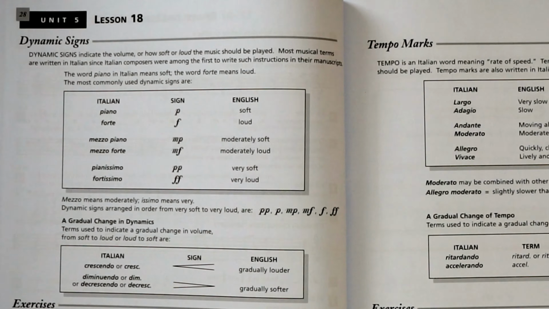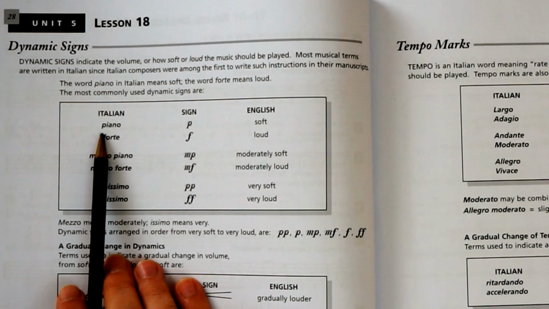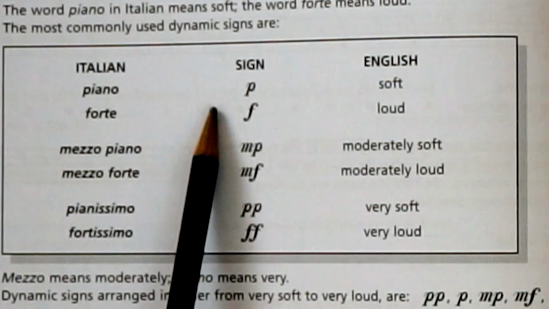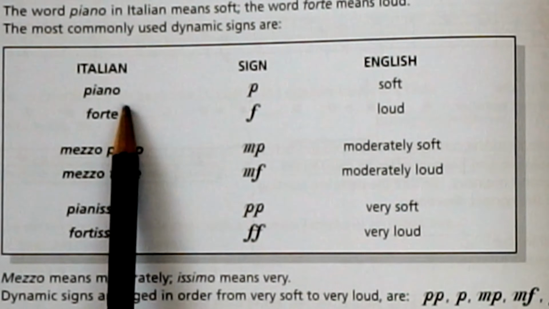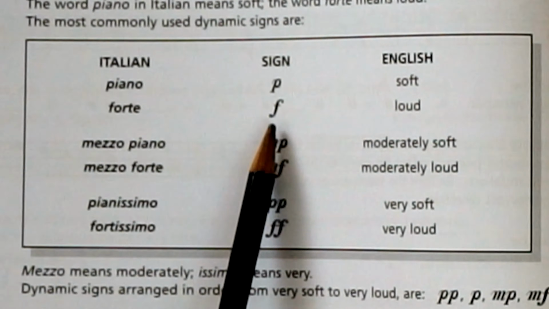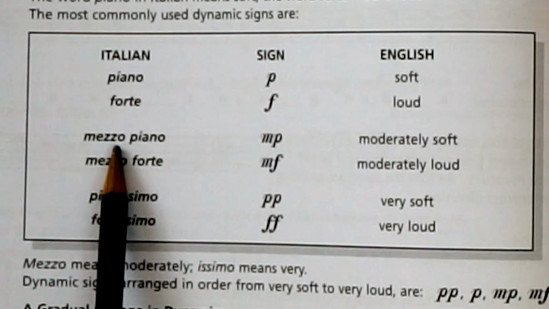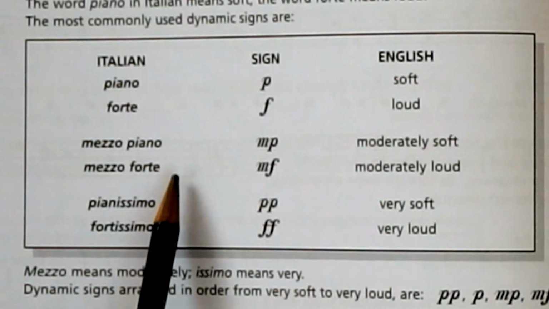Okay, so the first thing I'm going to talk about today are dynamic signs, which is how loud you're going to be playing the piano. So just go over this list here. P, piano, means soft. You're going to play the piano softly. Loud, forte. Mezzo piano, moderately soft. Mezzo forte, moderately loud. Pianissimo, very soft. Fortissimo, very loud.